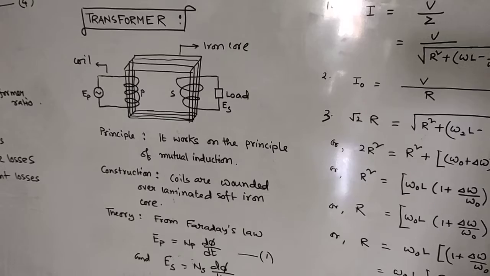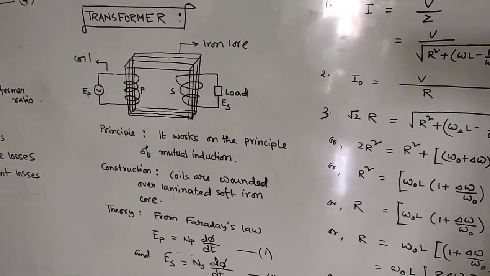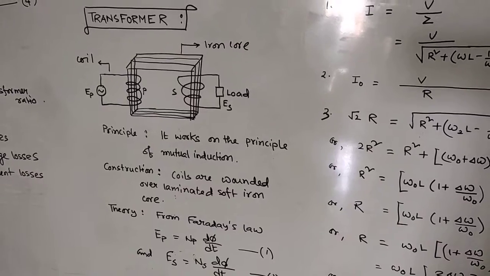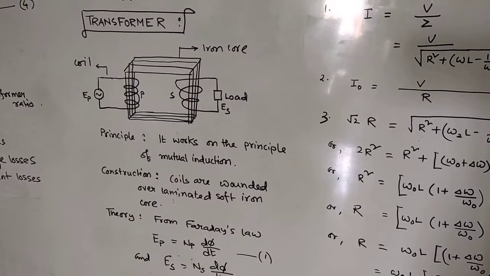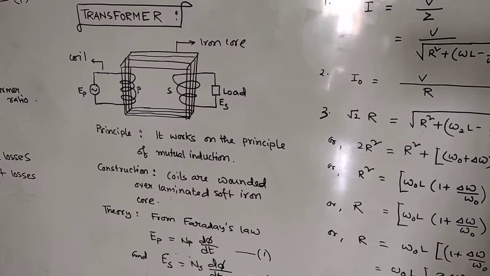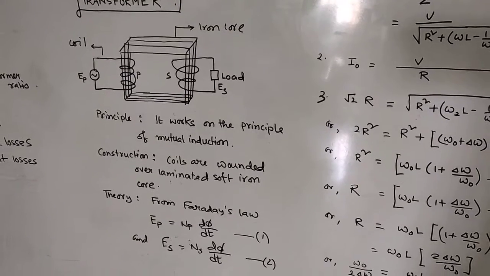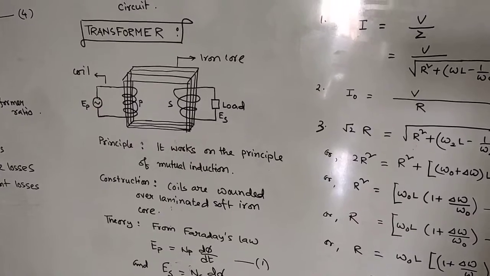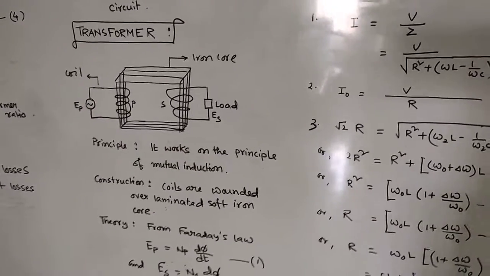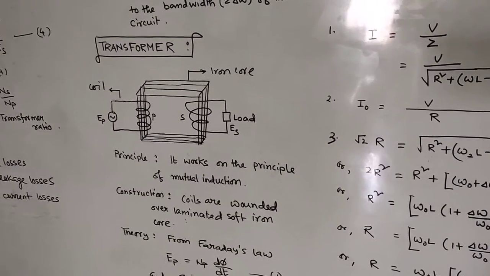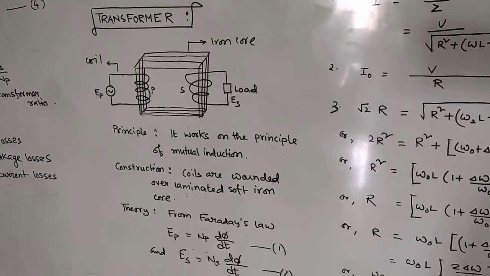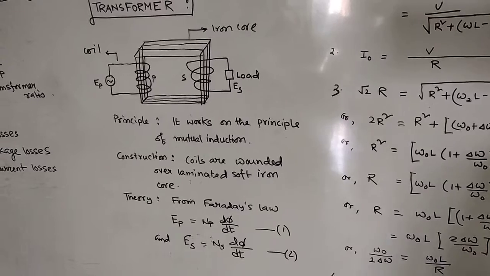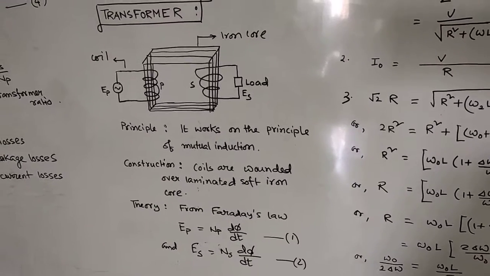Now this change in flux is linked with the secondary, and as a result you will get an induced EMF in the secondary, which is nothing but E suffix S, provided primary and secondary are very close to each other. Now the construction part: coils are wound over a laminated soft iron core. Why the laminated core we have taken, that part will come afterwards. Now if you apply Faraday's law, then it becomes easier.